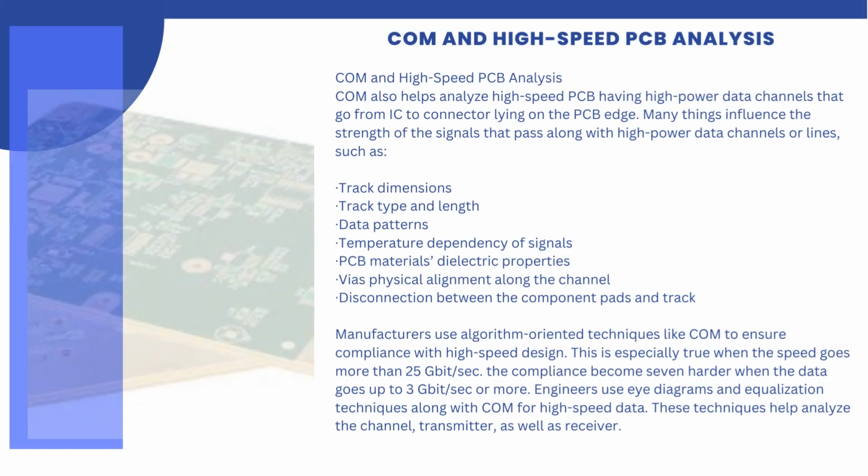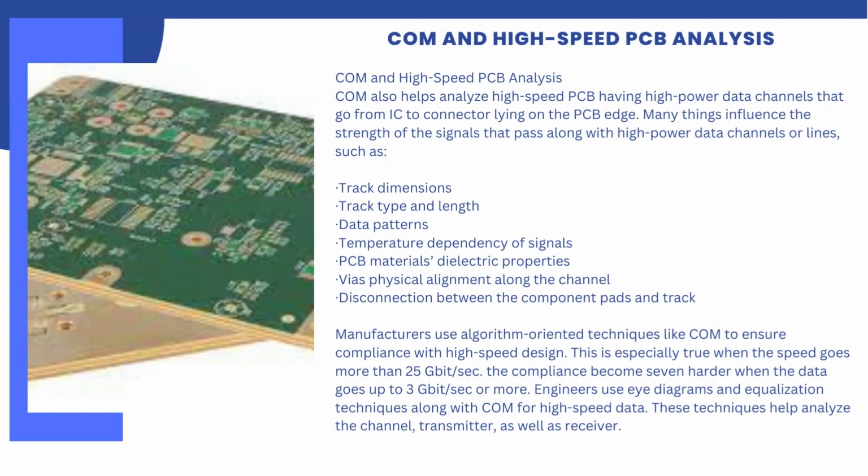COM and high-speed PCB analysis. COM also helps analyze high-speed PCB having high-power data channels that go from IC to connector lying on the PCB edge. Many things influence the strength of the signals that pass along with high-power data channels or lines, such as track dimensions, track type and length, data patterns, temperature dependency of signals, PCB materials, dielectric properties, vias, physical alignment along the channel, disconnection between the component pads, and track.